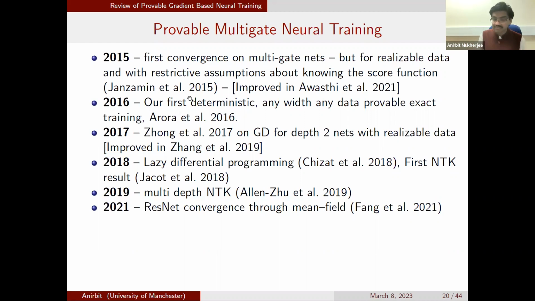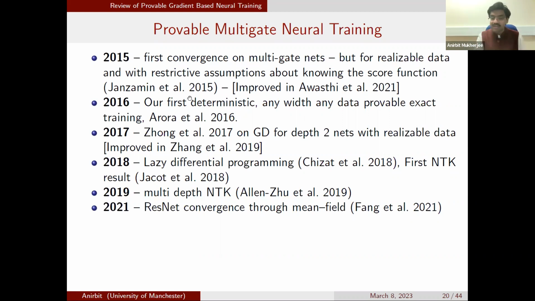2017, Zhong et al. gave the first gradient descent convergence in depth 2 nets, but with realizable data. This was improved a lot in Zhong et al. in 2019. This actually answers the question that somebody asked last time. So this is the paper I was trying to recollect, when people have shown gradient descent convergence in depth 2 nets with realizable data. 2018 is when the lazy differential programming approach appeared by Chizat et al. First NTK results also happened the same year. 2019 is when the first multi-depth NTK happened, by Allen-Zhu et al.